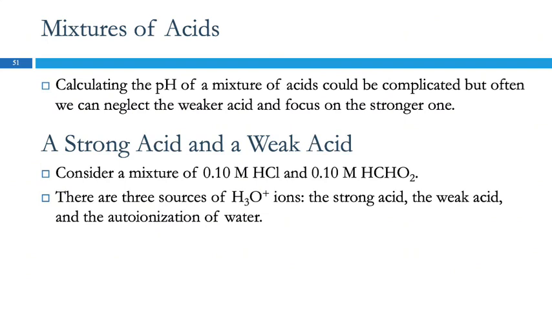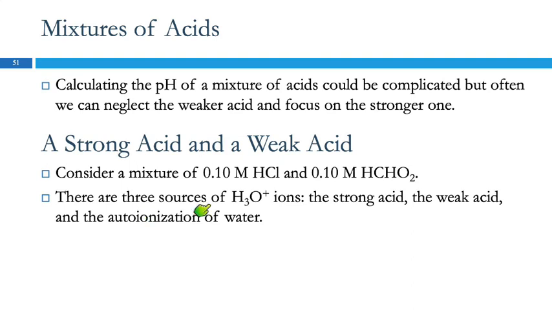What if we have mixtures of acids? Well, this could get complicated, but a lot of times the acids have significantly different strengths, and so we're able to ignore the weaker acid and just look at the contribution of the stronger acid. So if we look at a strong acid and a weak acid, so 0.1 molar HCl, 0.1 molar HCHO2, we don't need to know what that is. It's not one of the 6 strong acids, therefore it's a weak acid.